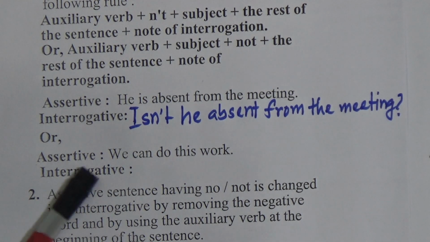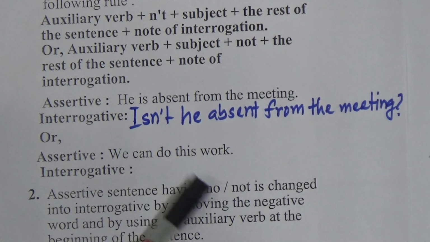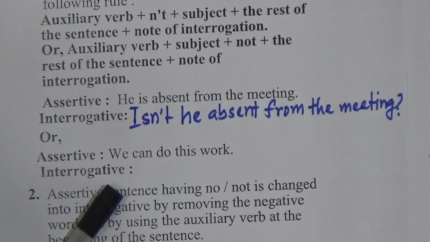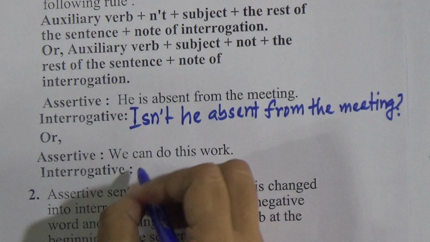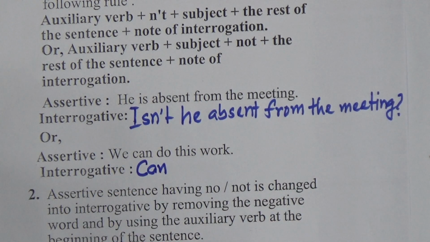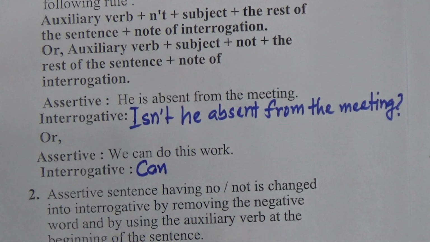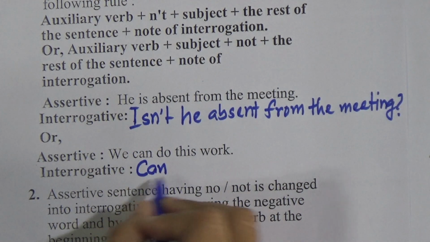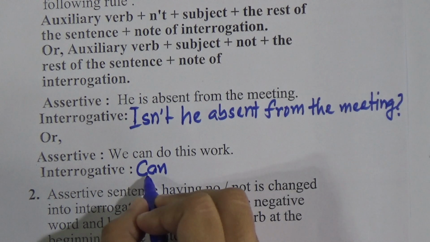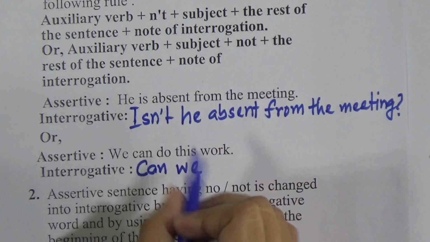Now look, assertive: We can do the work. Here can is the auxiliary verb. At first we will write here can, then our subject is we. Now if we follow the second rule, auxiliary verb plus subject, at first we have written can, now our subject we, can we, now we will write here not.